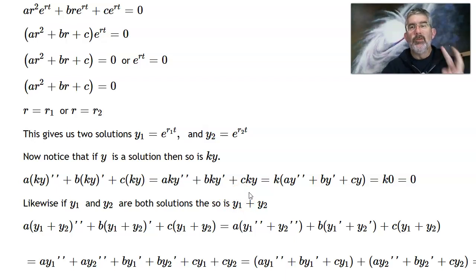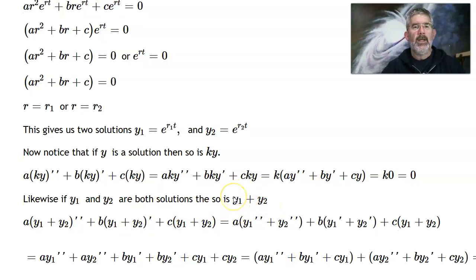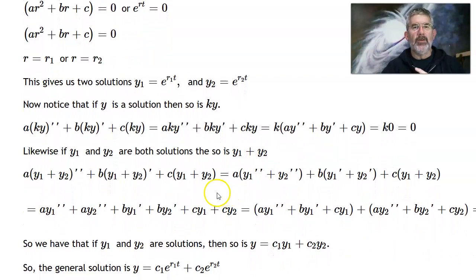Furthermore, if I've got two solutions, it turns out I can add them together to get a third solution. So, for instance, if y1 and y2 are both solutions, let's check, is y1 plus y2 a solution? And it is. So here's how we know that. I'm plugging y1 plus y2 into the place where y is on the left-hand side of the differential equation. So I've got y1 plus y2 second derivative times a, y1 plus y2 first derivative times b, plus c times y1 plus y2, and I'm going to see if I can show that that's equal to 0 so that it is indeed a solution.